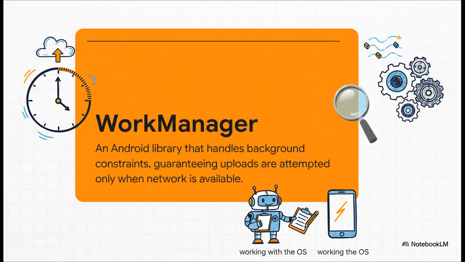So, how do you deal with an OS that might only give your app a tiny 10-minute window to do its thing? Simple. You use the tools the OS gives you. The team leaned heavily on Android's Work Manager. Think of it like a really smart scheduler. You just tell the OS, hey, I've got a bunch of photos to upload, do it for me whenever you get a chance and the network is available. This guarantees that when that precious window opens up, your app is ready to go. It's all about working with the OS, not fighting against it.